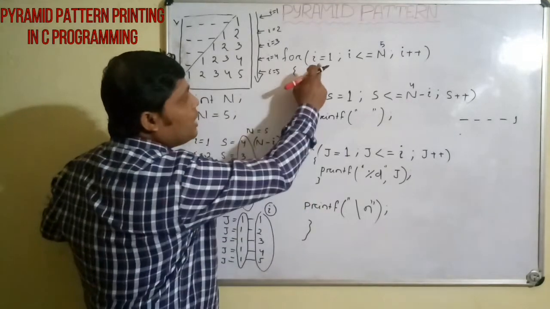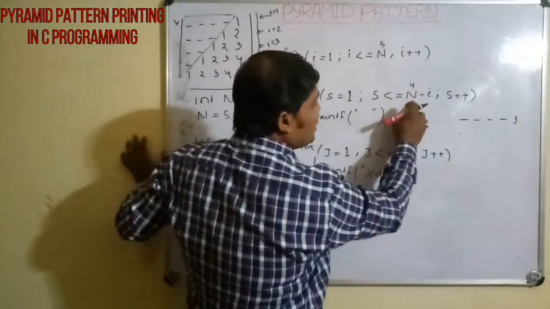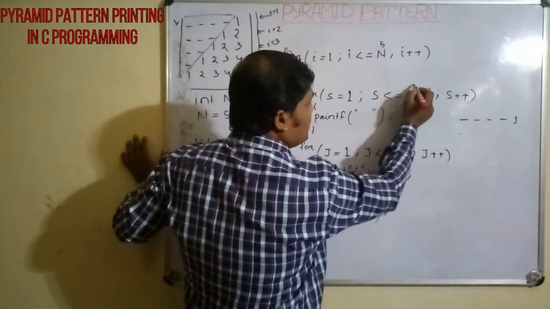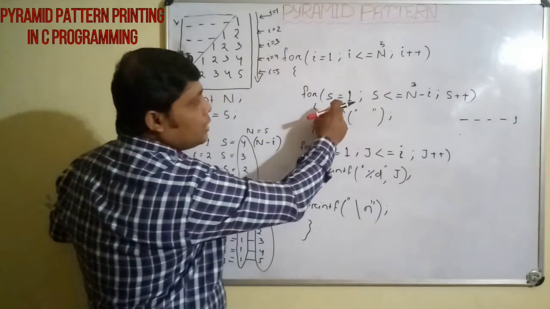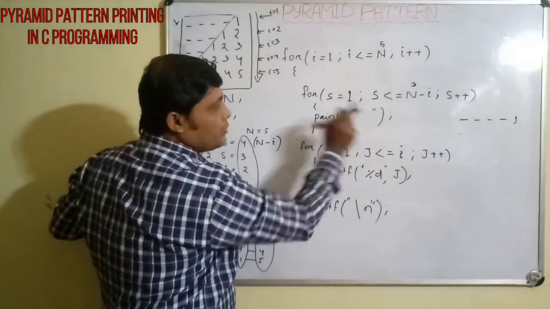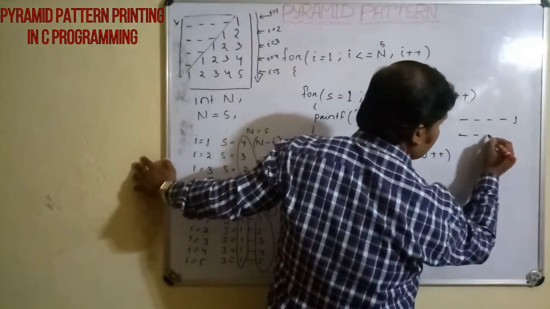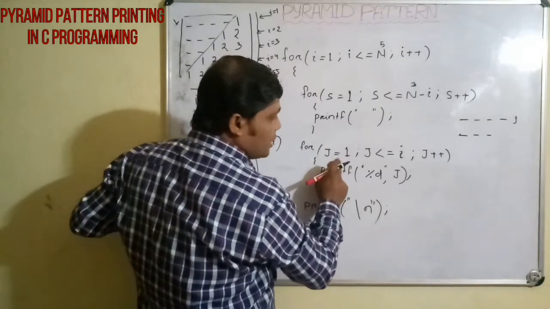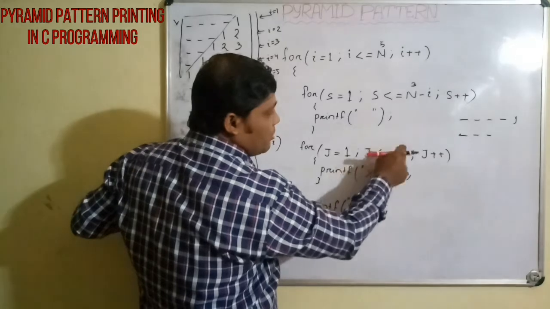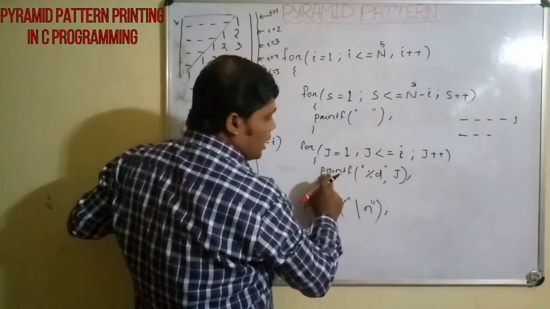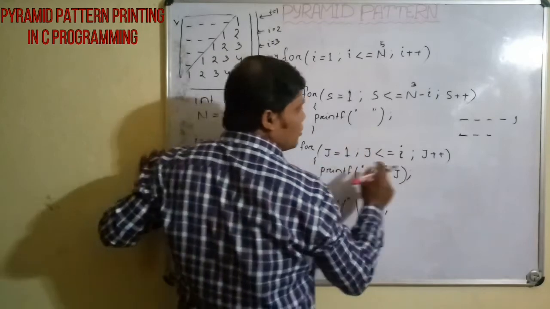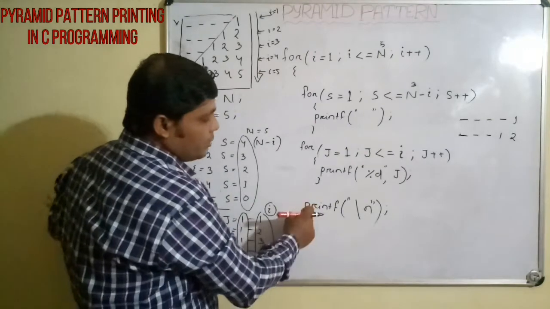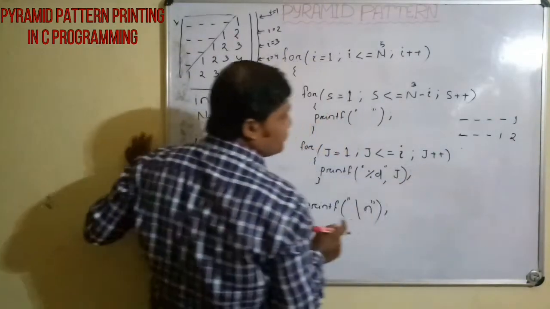Clear? Now see, when i value is 2, s will start from 1 and this is 5 minus i. This will be 5 minus 2, that is 3. So this loop will continue for 3 times and it will give 3 spaces. Clear? Next, it will come to this loop. j will start from 1, j less than equal to i, whose value is 2, so it will work for 1 and 2 and printf j, it will print what? 1 and 2. Clear? Then again printf backslash n, the cursor will come here.